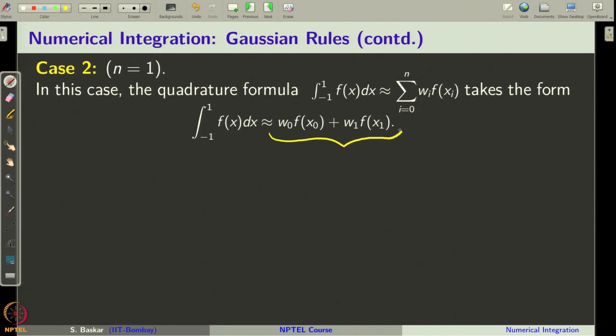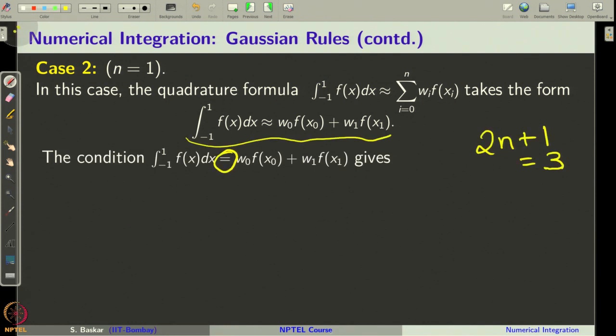Here, we have to obtain the weights w naught, w 1 and also the nodes x naught and x 1, right? Therefore, you have to impose the condition that your quadrature formula will be exact for all polynomials of degree less than or equal to 3. Therefore, your monomial basis will now contain the elements 1, x, x square and x cube. For each, we will get a nonlinear equation. Let us see how it comes.